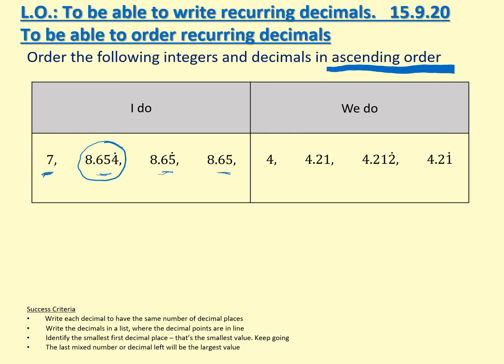Let's take the first one, 7. 7 needs to have 3 decimal places. We should know that every integer has an invisible decimal point and an invisible infinite row of zeros afterwards. So I can write 7 as 7.000. It's the same value, the same as 7 pounds is the same thing as 7 pounds and 0 pence.